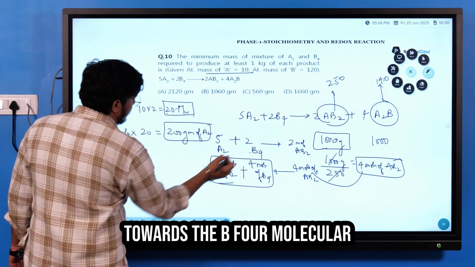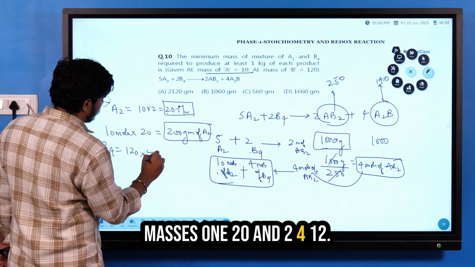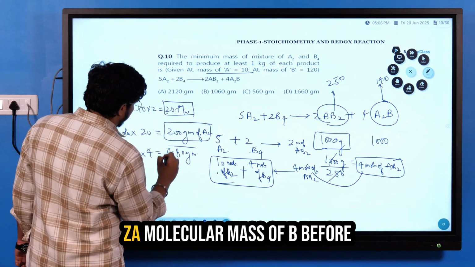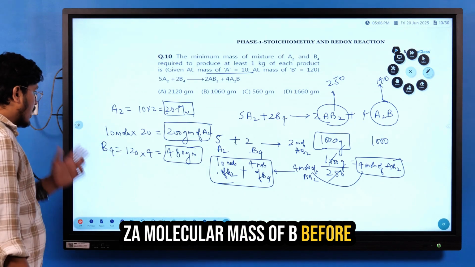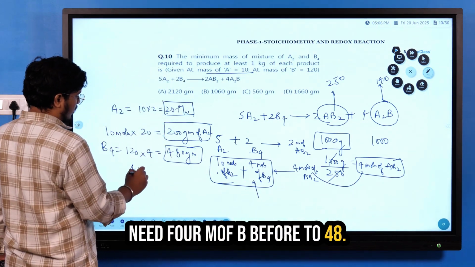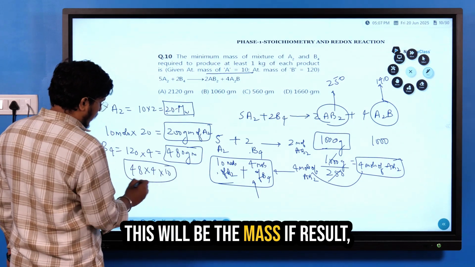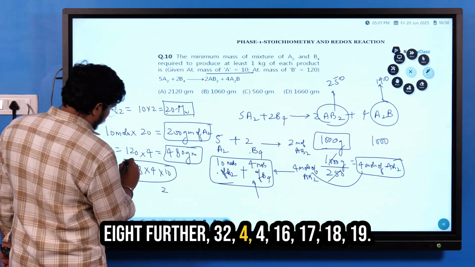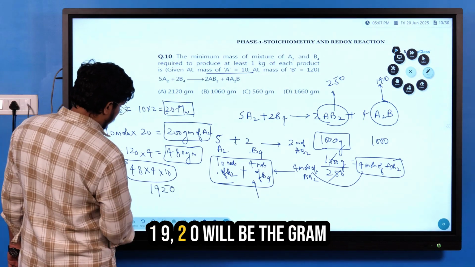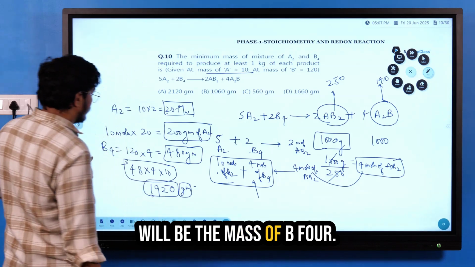Going towards the B4, the molecular mass is 12 into 4, 12 fours are 48, which means 48 is the molecular mass of B4. How many moles of B4 we need? 4 moles of B4. So 48 into 4 into 10. This will be the mass. If I solve it, 8 fours are 32, 4 sixteens, 17, 18, 19, 1920 will be the grams, the mass of B4.